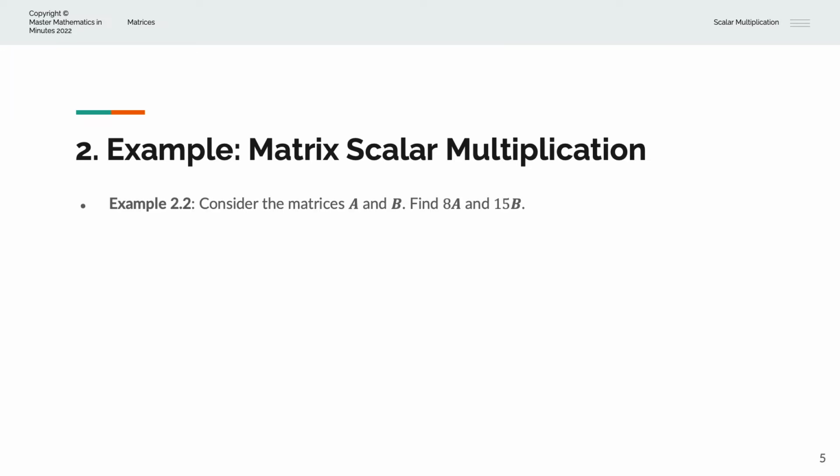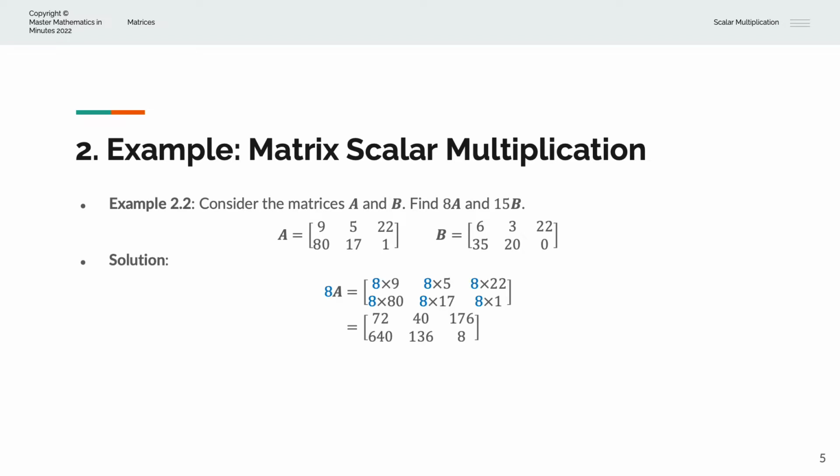In the second example, we've been given matrices A and B, and we're asked to find 8 times A and 15 times B. So 8 times A, again, we'll multiply the first entry 9 by 8, the second entry 5 by 8, and the third entry 22 by 8, and so on. So 8 times 9 is 72, 8 times 5 is 40, and 8 times 22 is 176, and so on.